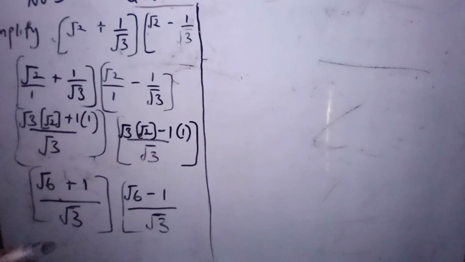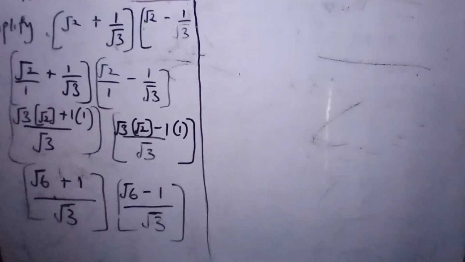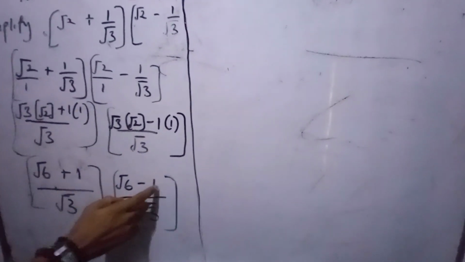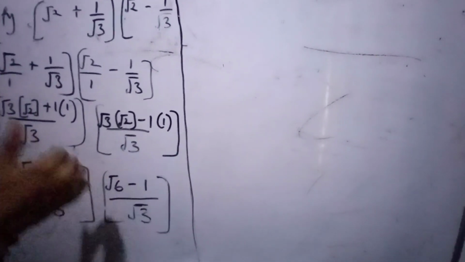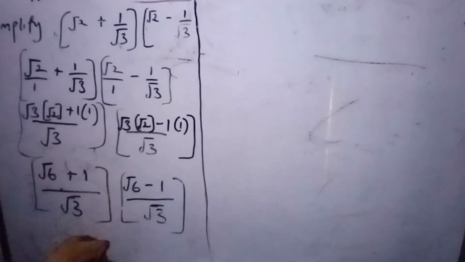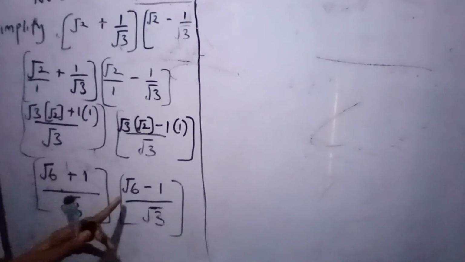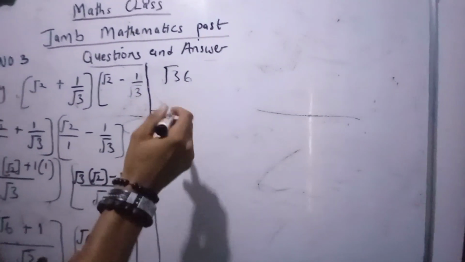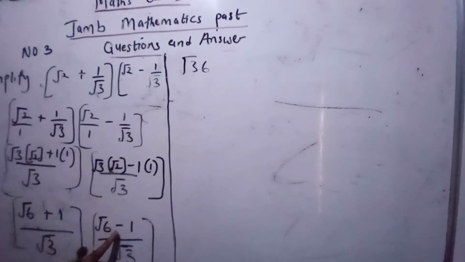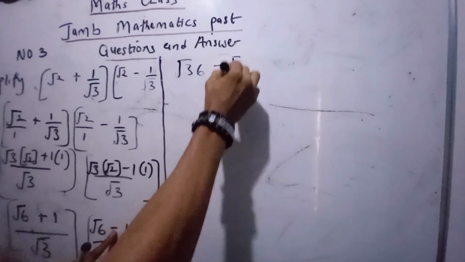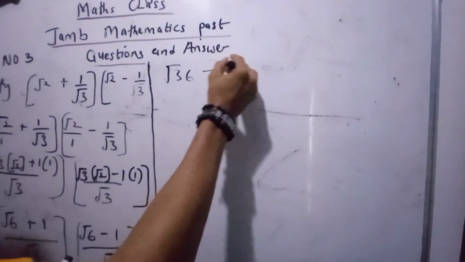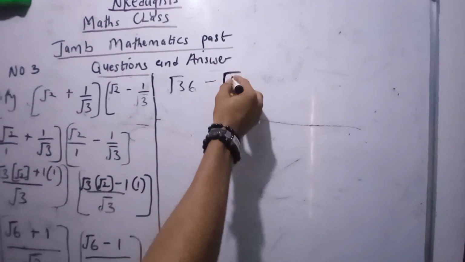Then the next I'm going to do is what? Is to clear the bracket by saying √6 multiply this one, and this one will also multiply this one. If you're confused what I'm going to do here now, watch the previous video. So say √6 multiply √6 is what? √36. √6 multiply minus 1 is what? Minus √6. Okay, then we continue again.